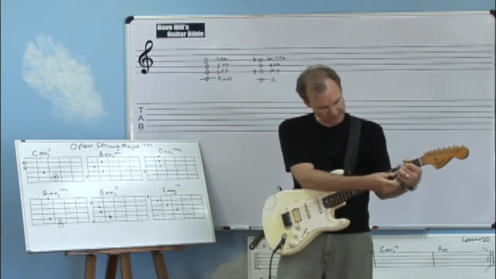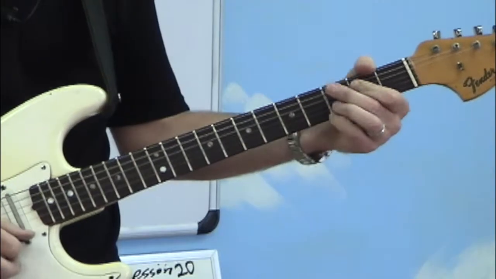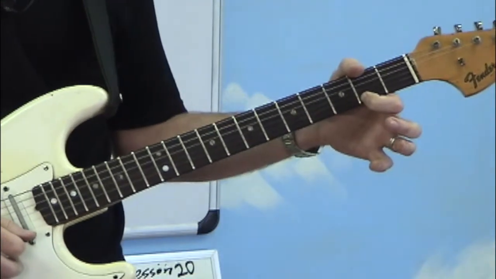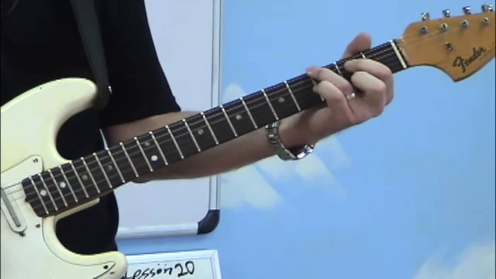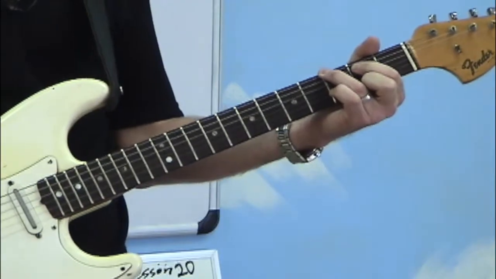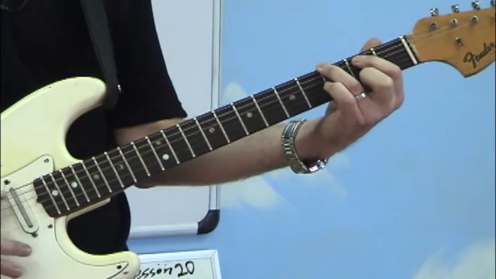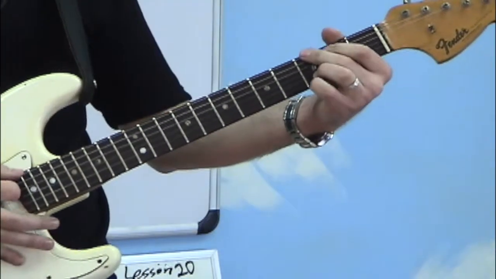But why don't we do this? Why don't we take the root here and simply bring it down a half step, and now we've got a usable major seventh, G major seventh. Okay, so we've got open G.